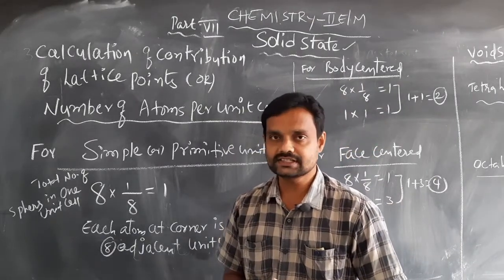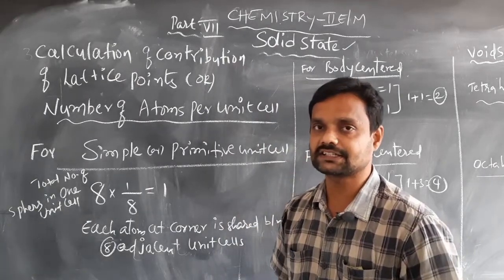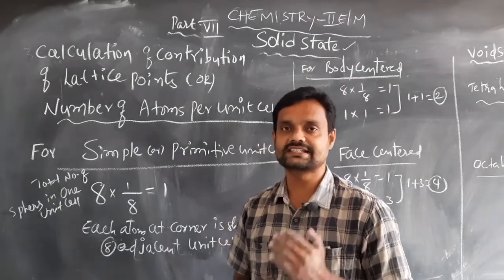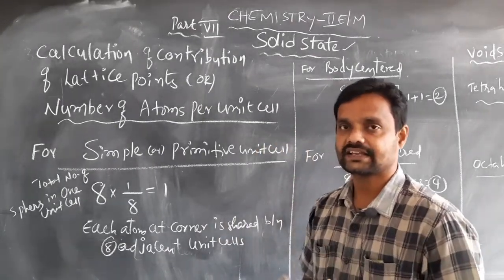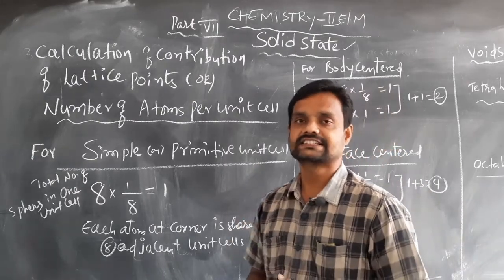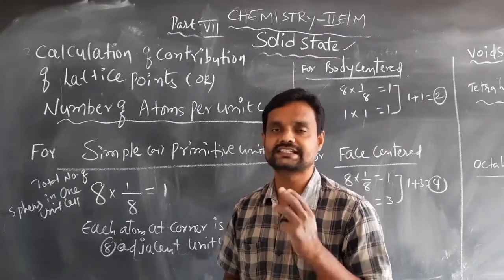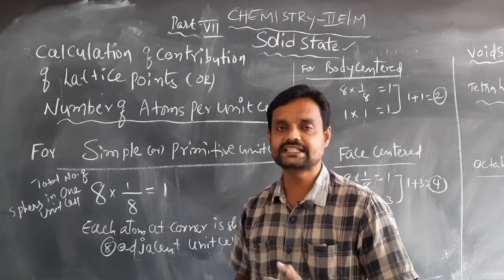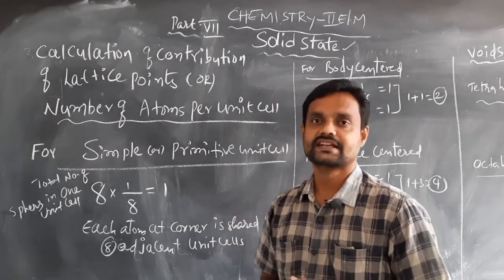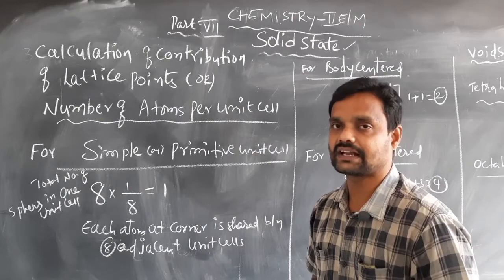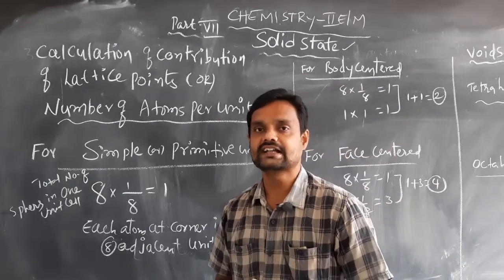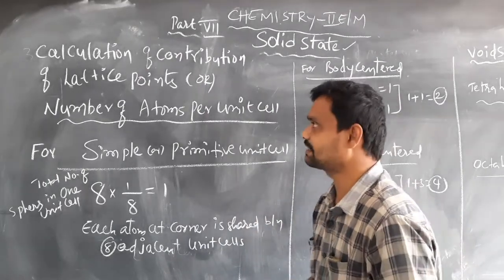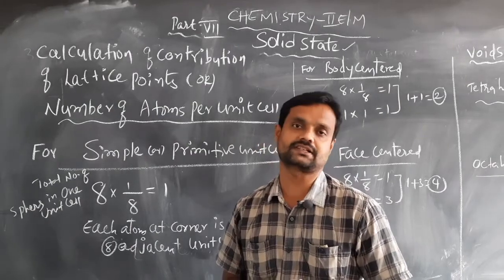So for a three dimensional unit cell, how many parameters are required to define it? 6 parameters. Of those, 3 edge lengths: A, B, C, and 3 angles, between A and B, between B and C, and between A and C. In total, 6 parameters: 3 edge lengths and 3 angles between those edges. So 6 parameters are required to define the three dimensional unit cell.